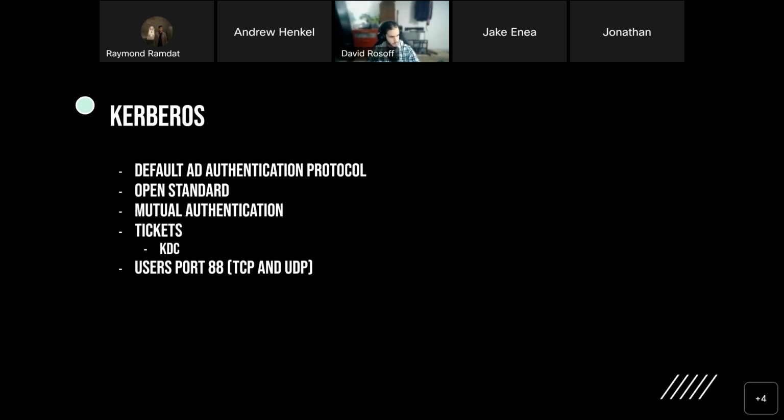I also just want to explain a term really quick that's going to come up a lot when we talk about Kerberos, and that is the KDC. The KDC is the Key Distribution Center, which is the part of the domain controller that is responsible for issuing tickets.